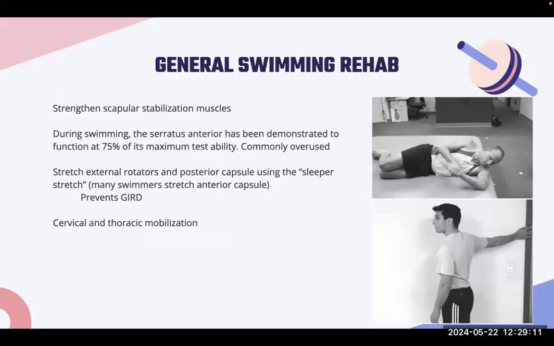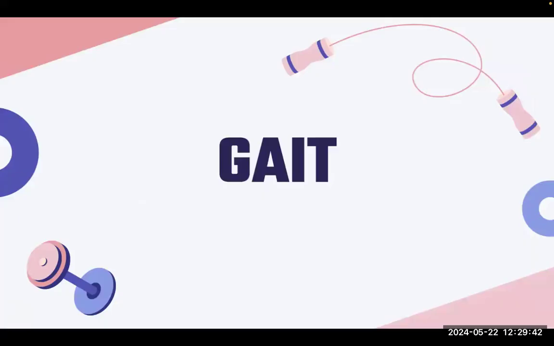So general rehab principles for this, really want to keep the scapula strong, keep the rotator cuff strong. The serratus anterior is actually functioning at 75% of its maximum capability, so it's commonly overused. So making sure you're working out your serratus anterior and keeping that strong. We are all familiar with the sleeper stretch to prevent GIRD and stretch out the pec with pec stretches. And then cervical and thoracic mobilization, just so you can have good head rotation and trunk rotation. All right, and so that was swimming, nice and short.